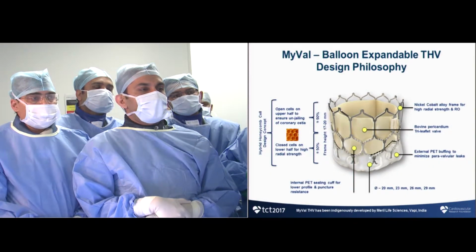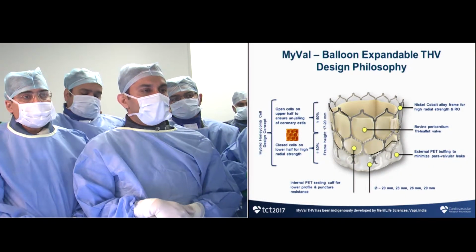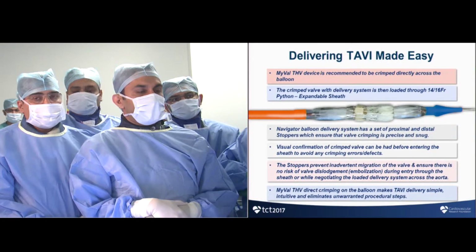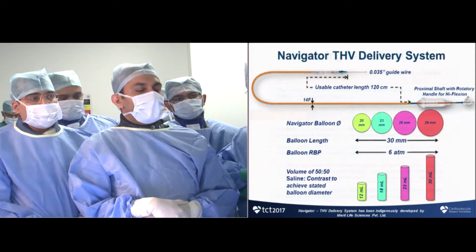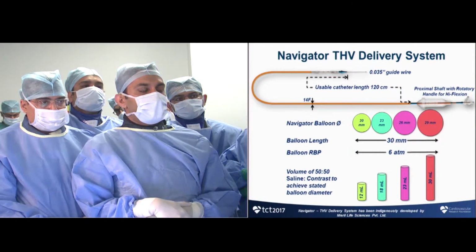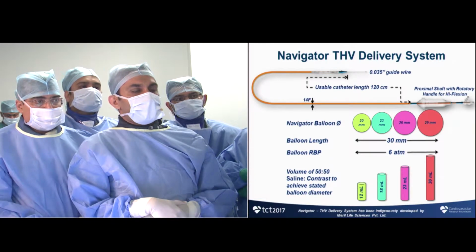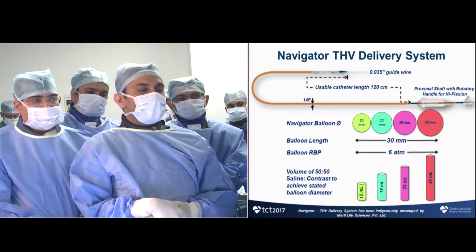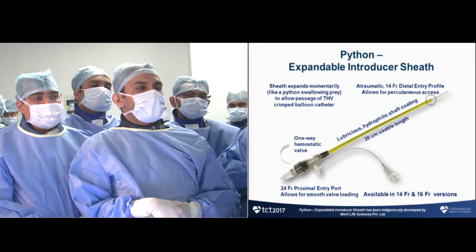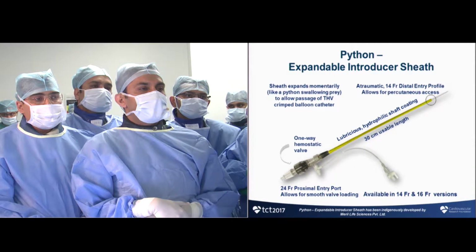This is the design of the balloon expandable transcatheter heart valve. This is the delivery system. It is directly crimped over a balloon. This is the delivery catheter again. It is the Navigator transcatheter heart valve delivery system. It can be torqued almost 130 to 160 to 180 degrees over itself. This is the Python sheath, which is an expandable introducer sheath.